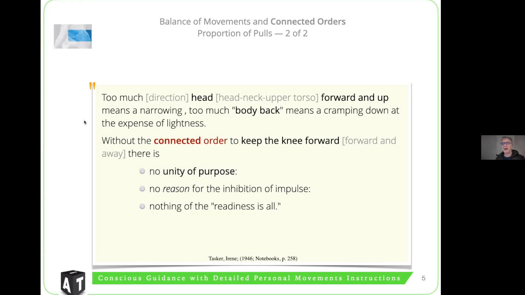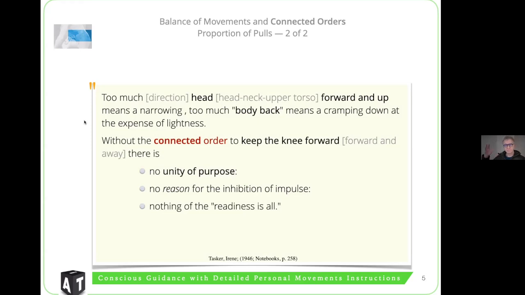Directions have to be balanced using connected orders. This is going to be a lead-in to this explanation. She's saying, that's Irene Tasker speaking, I'm reading from the text on the slide: too much head forward and up means a narrowing. Too much body back means a cowering down. Without the connected order to keep the knees forward, there is no unity of purpose, no reason for the inhibition of impulse, and nothing of the readiness at all.